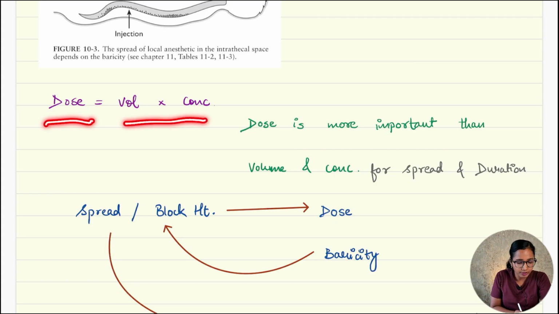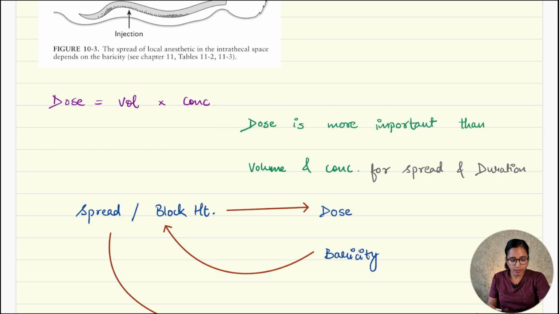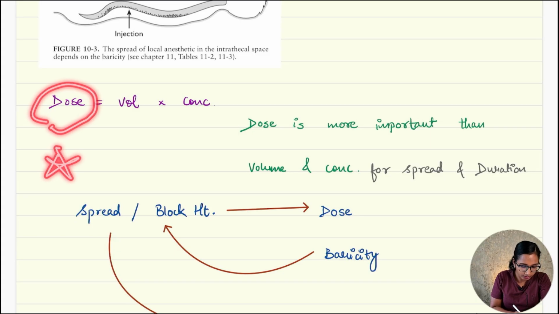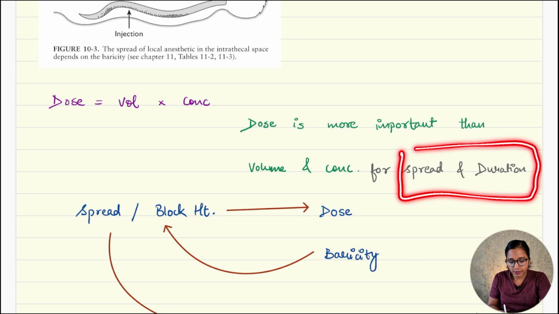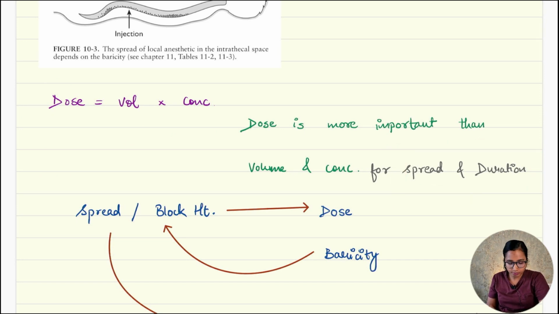Dose is volume into concentration. Dose is the most important factor among dose, volume and concentration for spread and duration of block.